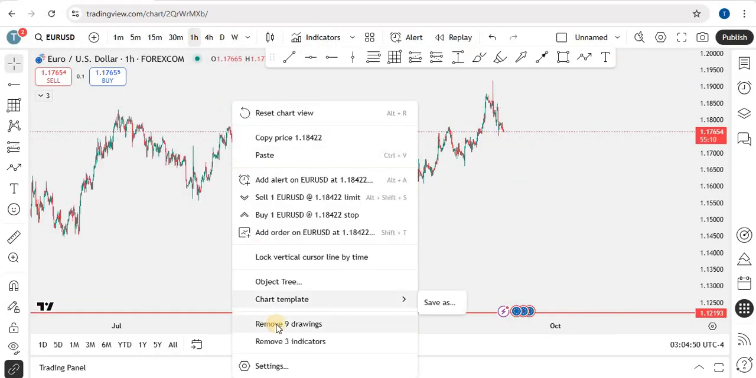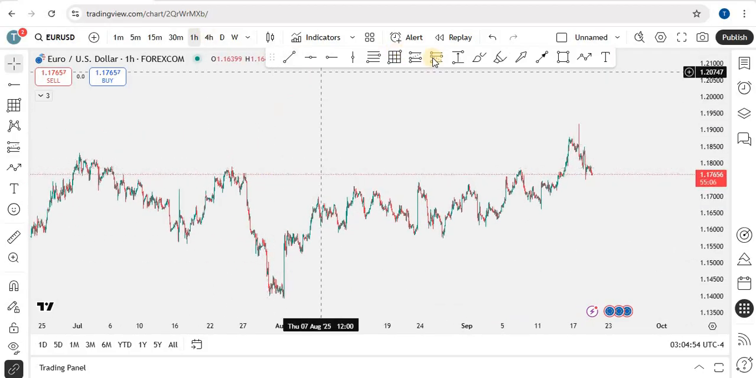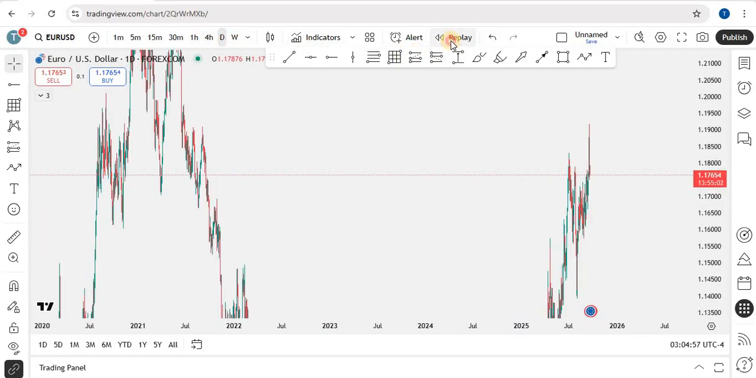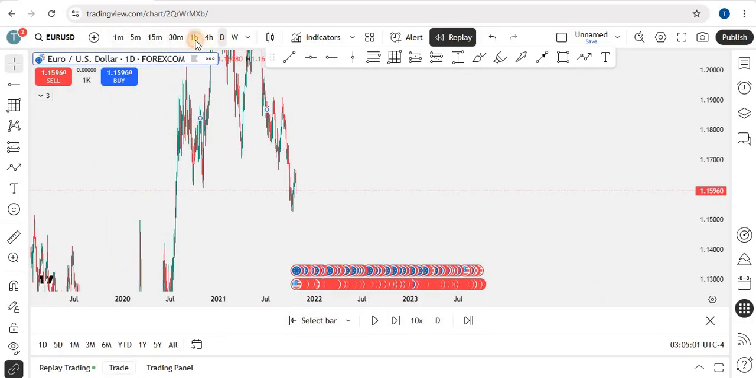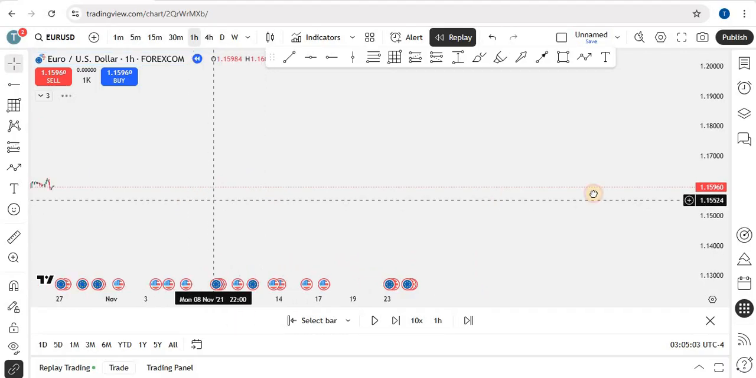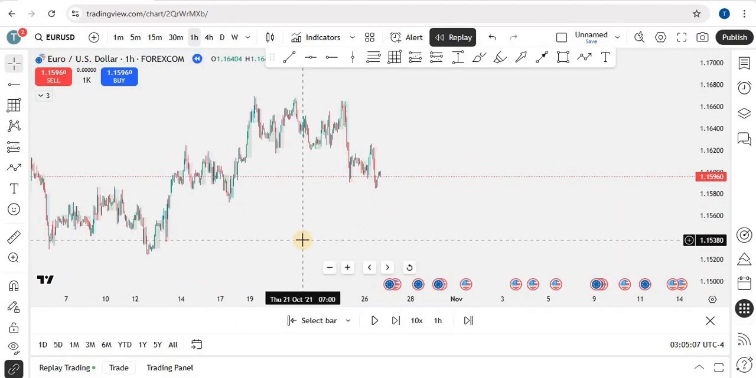Okay, so now I want to show you something on the chart that is the most important part of this video. Let me remove the diagrams and we can go anywhere on the chart, no problem. We will open the 1 hour, and this strategy works on all time frames.